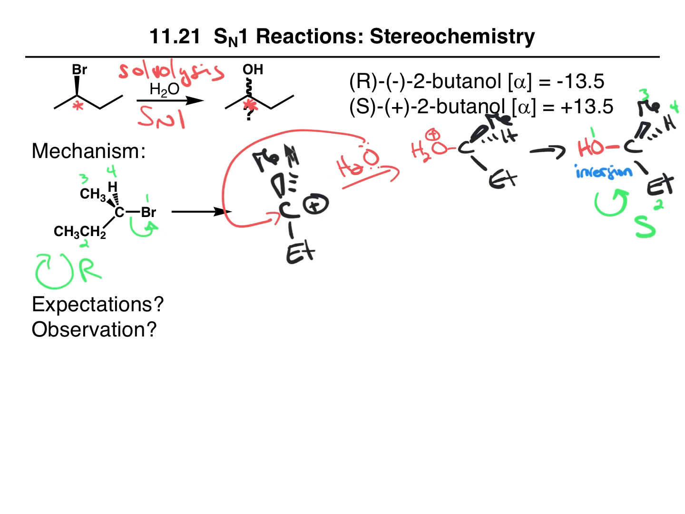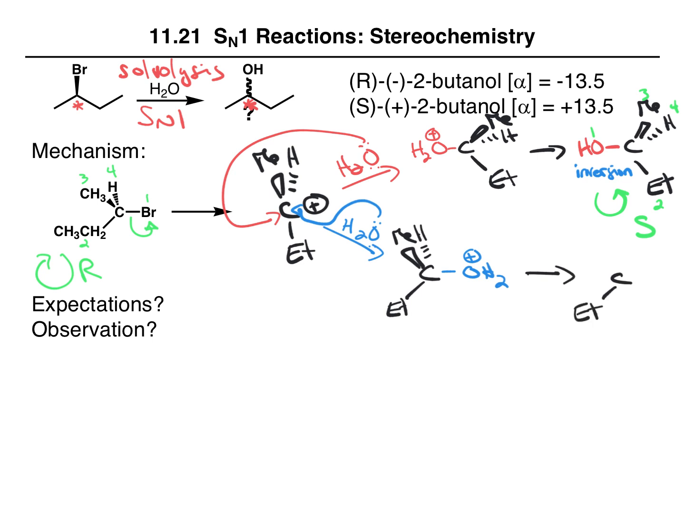Now let's look back at this carbocation. We need to keep in mind that it's also possible for water to add to this face. If that happens, we will get this intermediate. Here is water with the positive charge. Here is our ethyl group, methyl in front, hydrogen in back. And then after proton transfer, we will end up with this product.